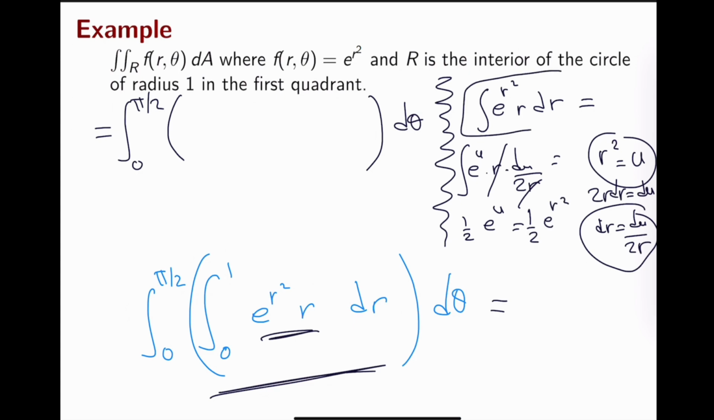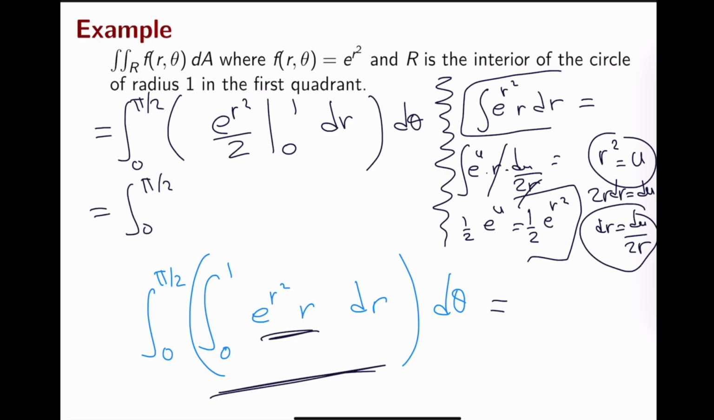And in this way, we calculate that the primitive of this is this. And so then we can just write down the primitive here. The primitive is then e to the r squared over 2. That's the primitive of this function. And now we're going to evaluate between 0 and 1, and we're going to do the d theta. And so this is equal to this integral.